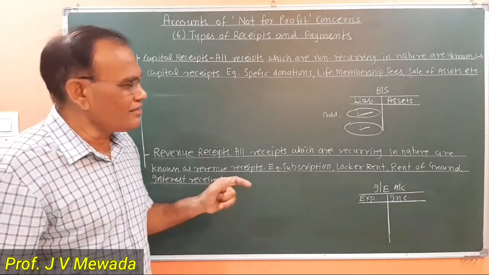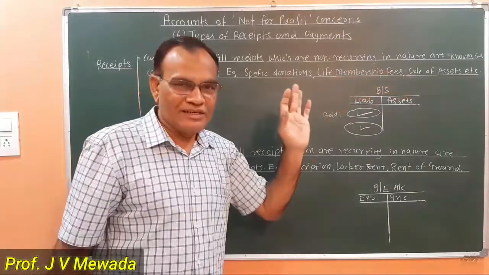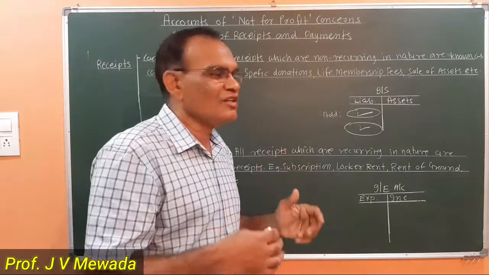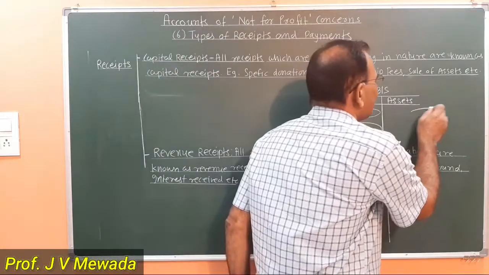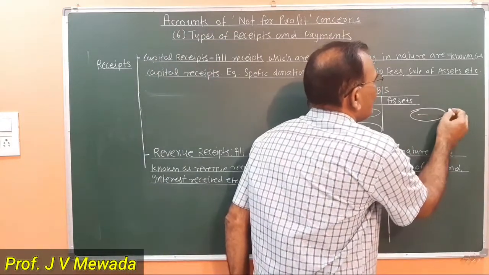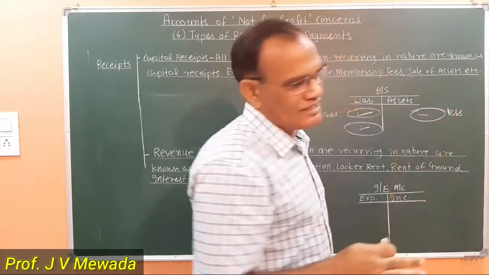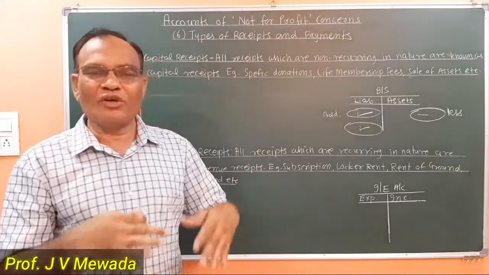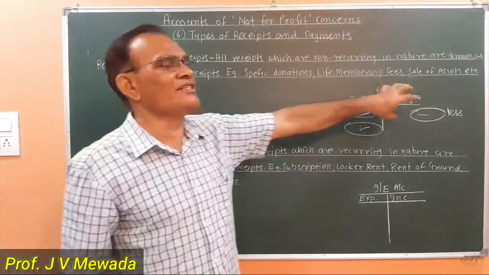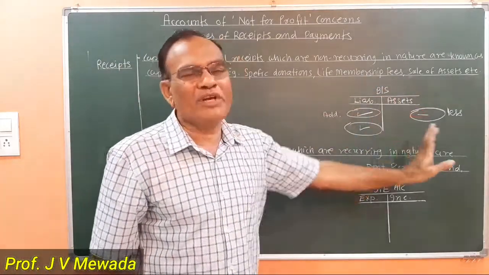Okay. And if there is a sale of asset, then it is a receipt, but we have to subtract from the assets. It is a capital receipt, but it is on account of sale of assets, so we are recording the assets on the asset side, so we have to subtract from the asset.